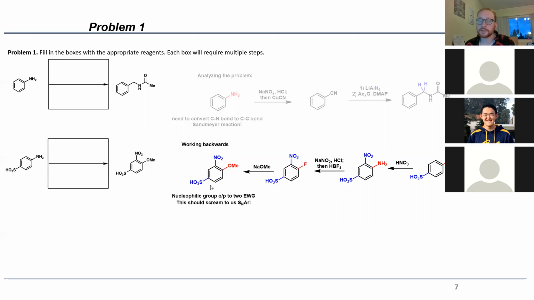Okay, so the key recognition here is that we can install this carbon-oxygen bond by turning our carbon-nitrogen bond into an electrophile, like the fluoride here. Any questions on this problem?